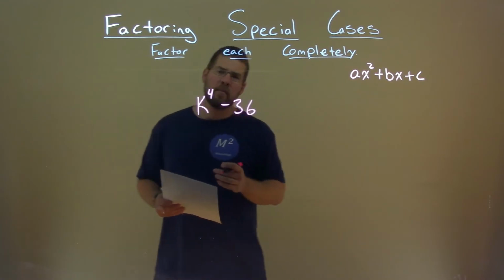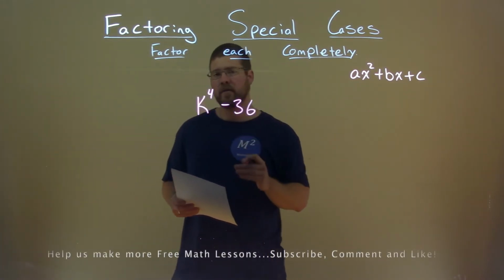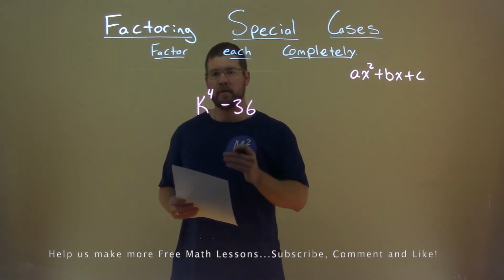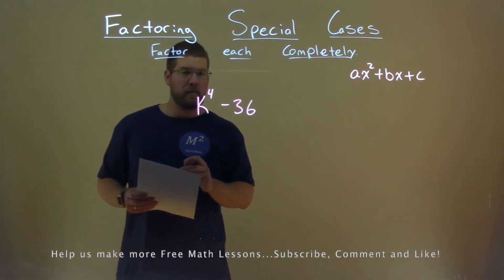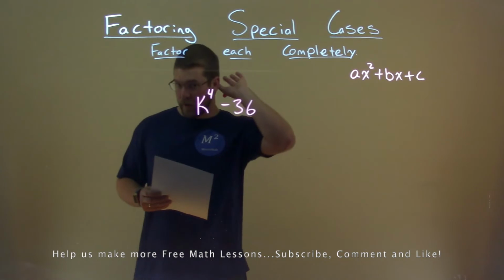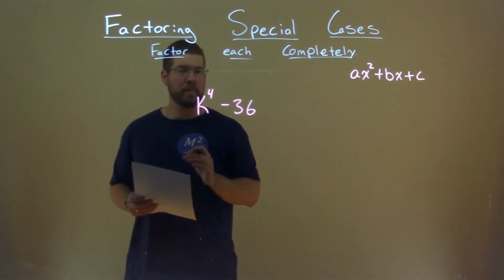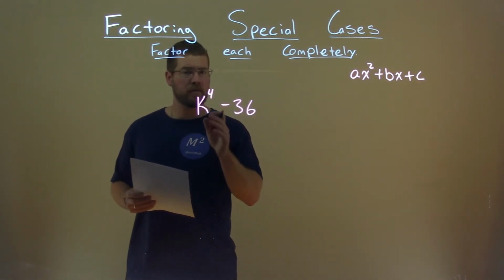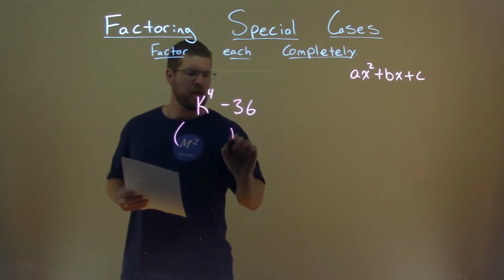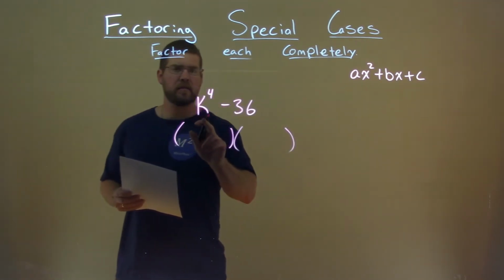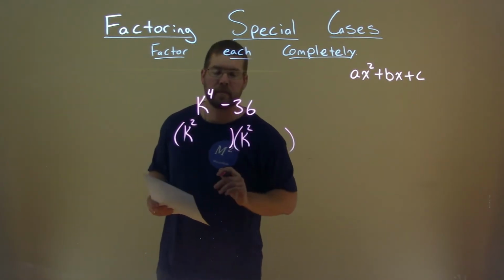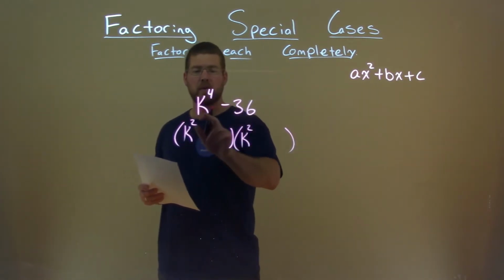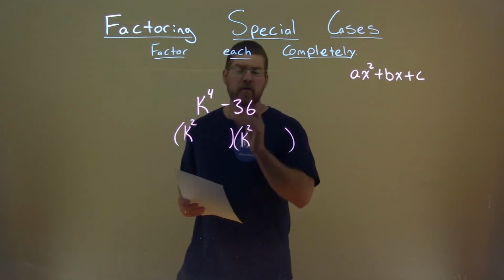We're given this problem right here, k to the 4th minus 36, and we need to factor this completely. Our coefficient in front of the k to the 4th is 1, making k to the 4th also a perfect square. So we factor out like this: k to the 4th, square root of that is k squared, k squared. Alright, k squared times k squared, k to the 4th. Got it.